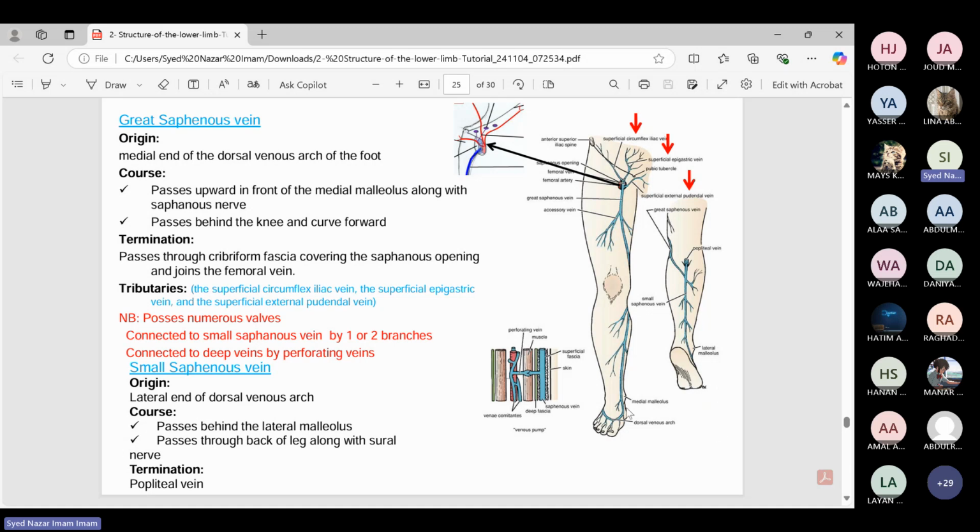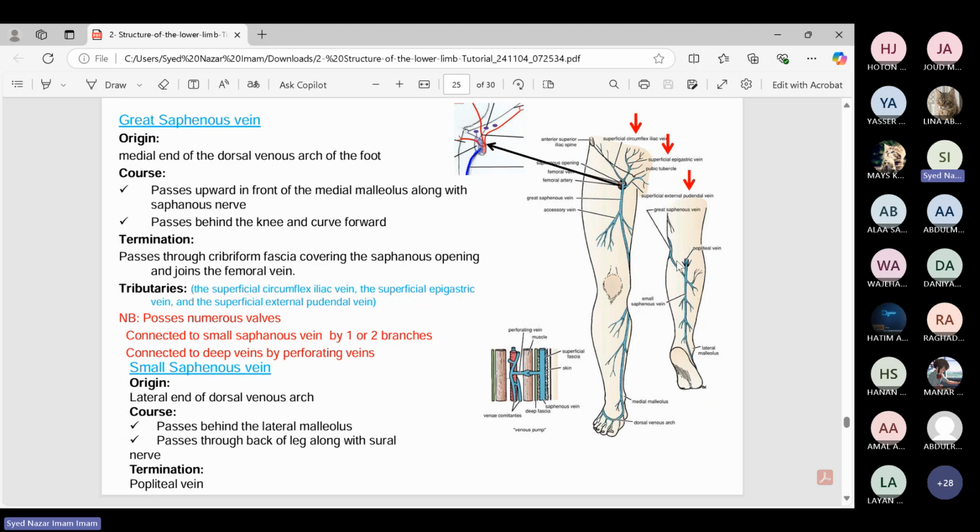From the lateral side of this venous arch, we have the small saphenous vein. Now see, it is passing behind the lateral malleolus. So this is the difference here. It is passing anterior to the medial malleolus and it is passing posterior to the lateral malleolus. Then it is ascending on the back of the leg, and then finally it drains inside the popliteal vein.